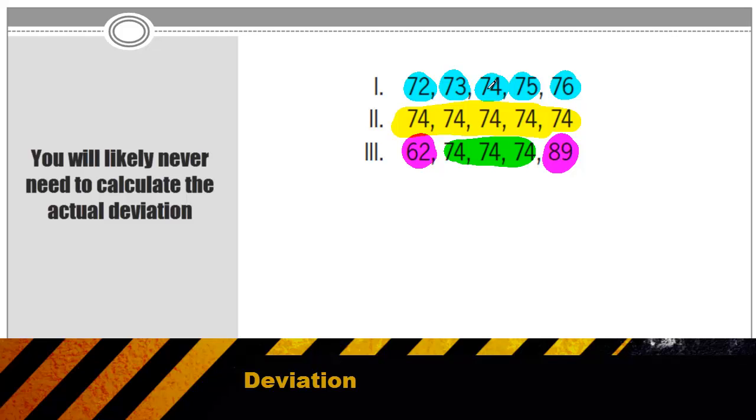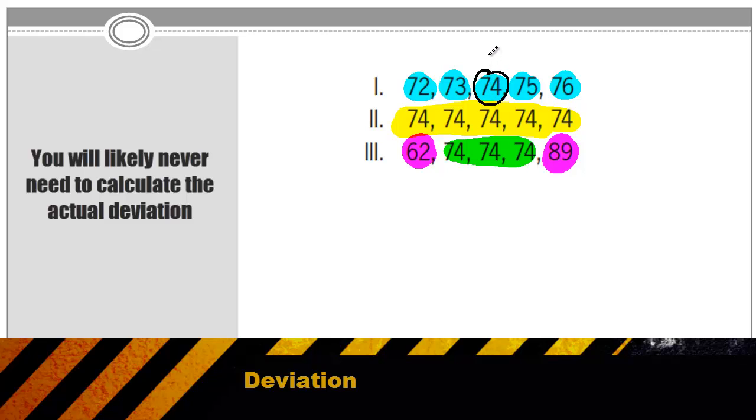and 3. Set number 1 is going to be fairly easy because, as we learned in the consecutive numbers video, when numbers are evenly spaced apart, the middle number is also the average. So we know 74, that's our average. So then we can just calculate how far each number is away from the average.